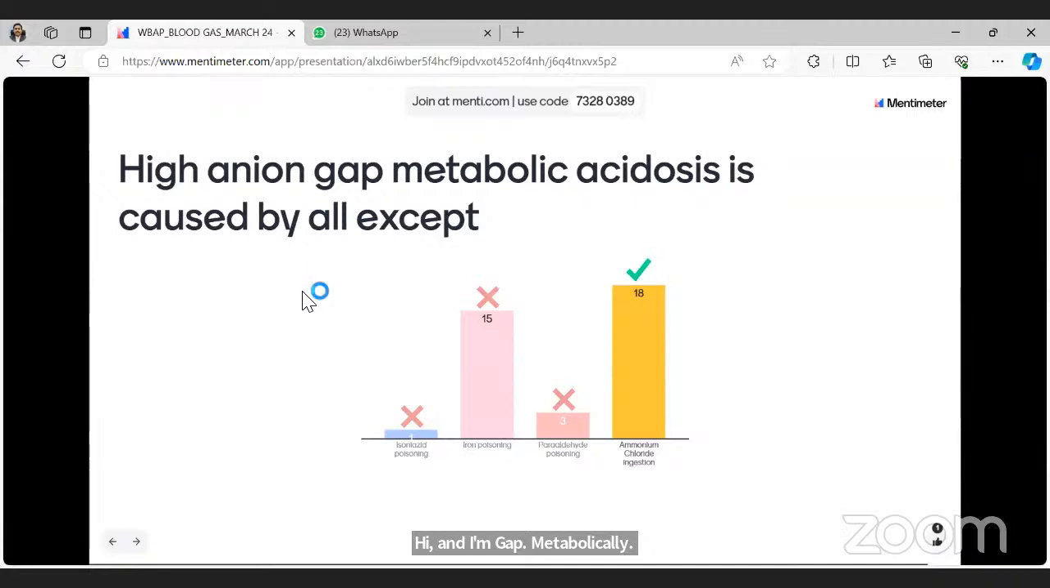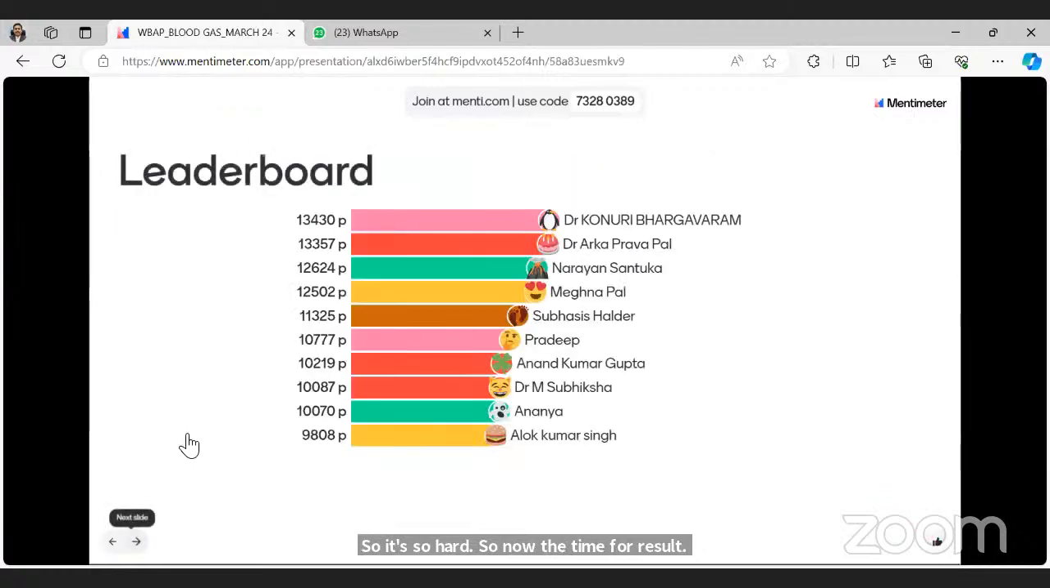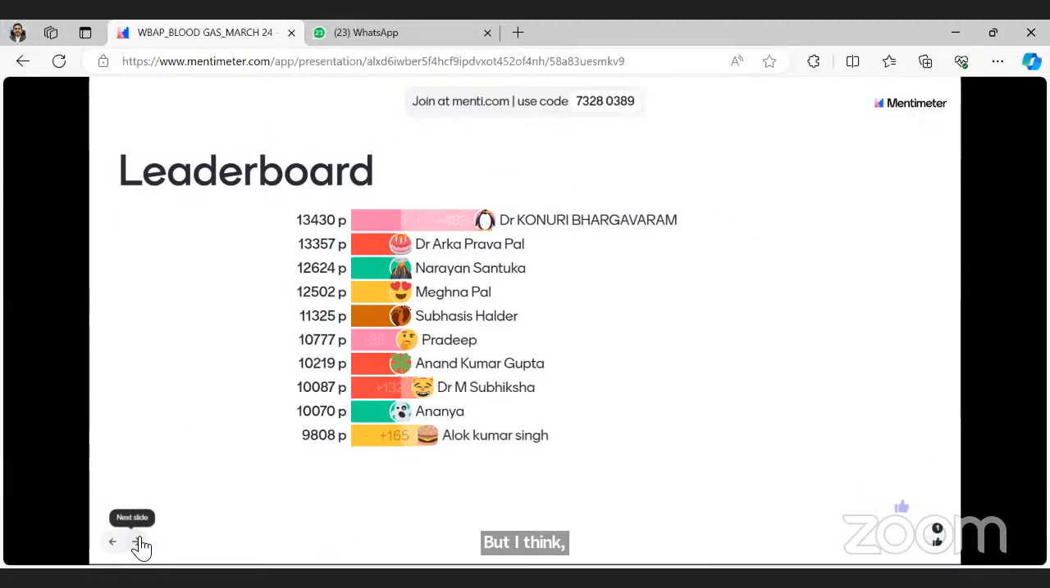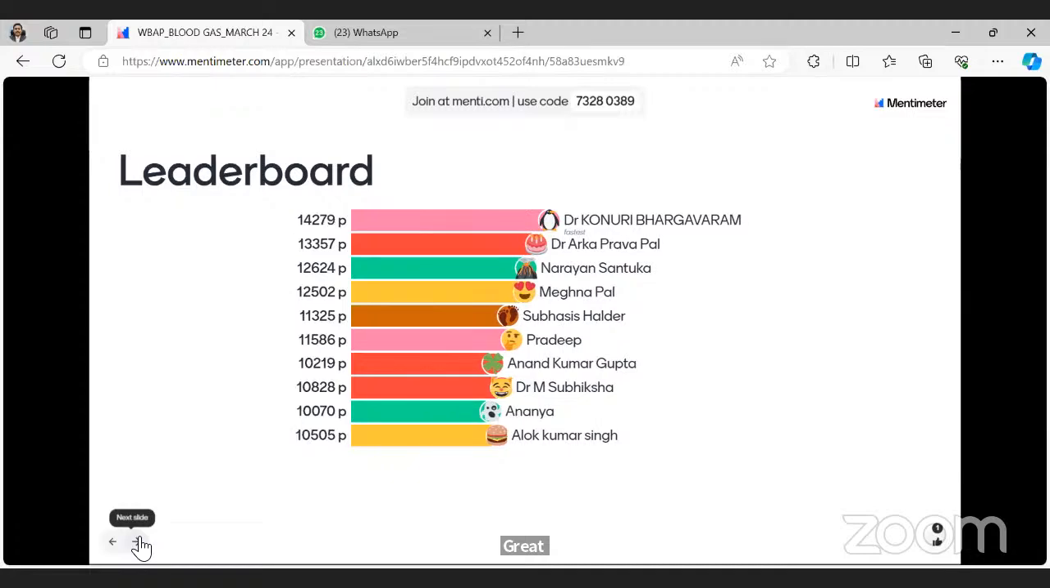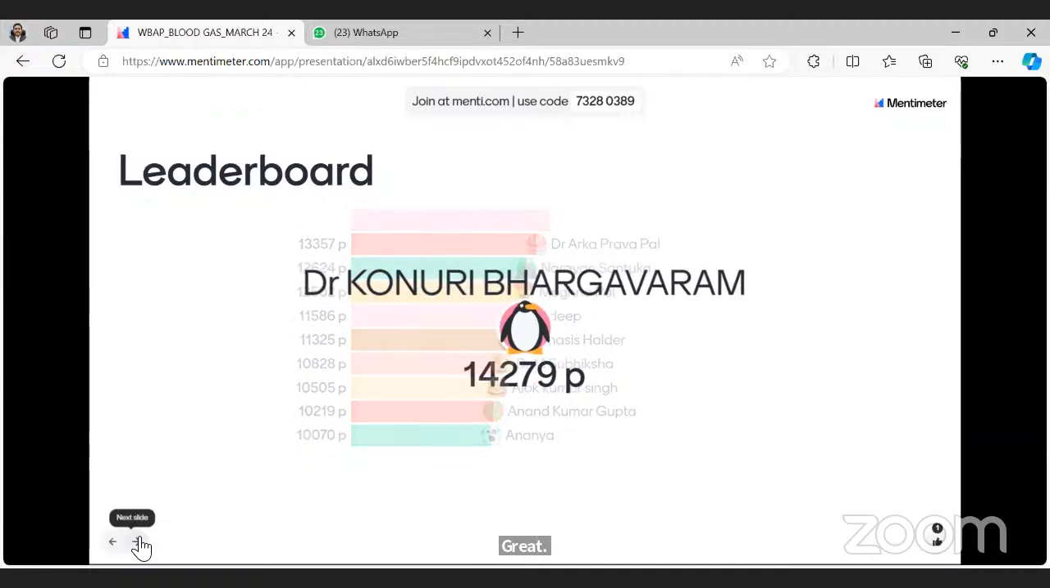So it's over. Now it's time for the result. I think 48 have participated. The results are coming now. The first three are Dr. Kanuri, Dr. Orko Prabhu and Dr. Narayan Santuka.